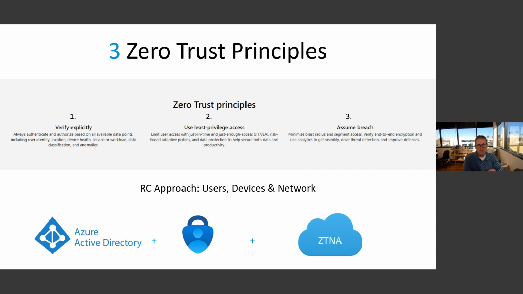When we think about limiting access, we're going to divide it into a few areas. And that's where there's this right-click approach. We always think of things either, is it based on a user? Is it about a device? Or is it about the network, the communications?